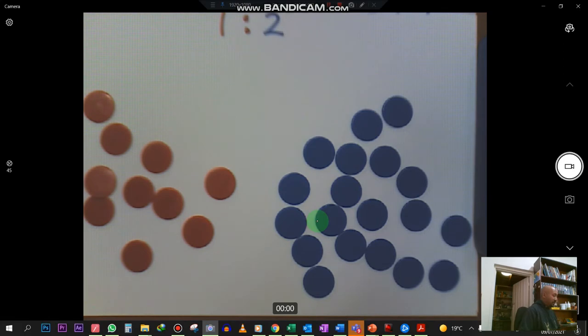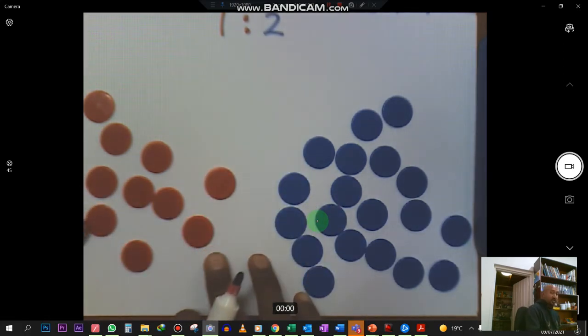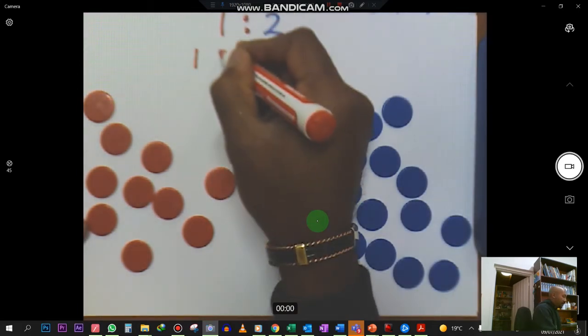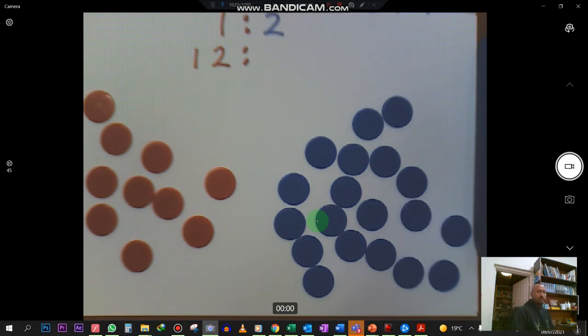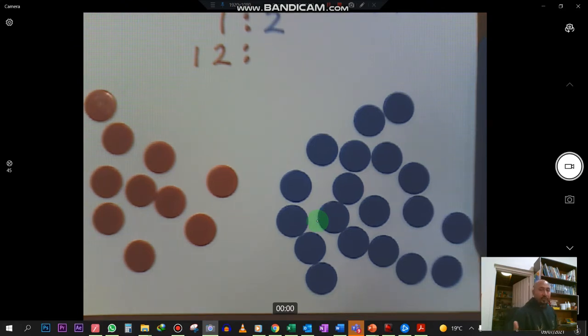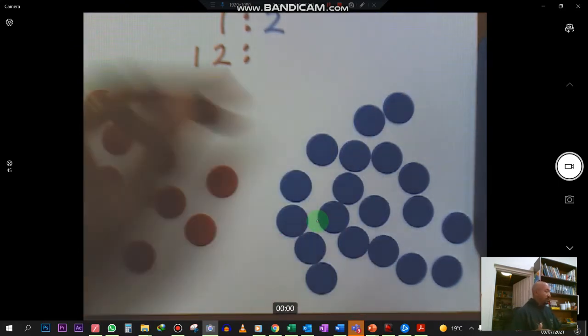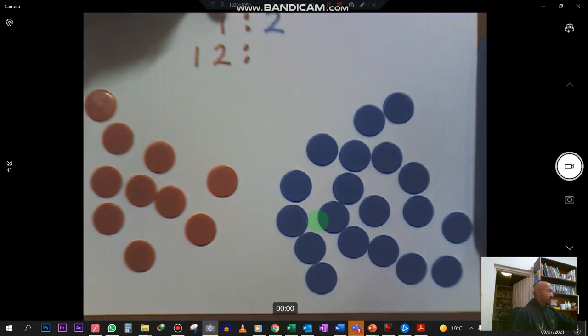And if I said to you now, I've got 10 red counters here, but I want to now have 12 red counters. How many blues do you think I should have? If you think about the proportion, the blues have been basically twice the number of reds, or in reverse, the reds have been half the number of blues.